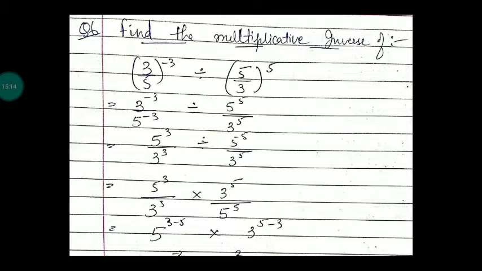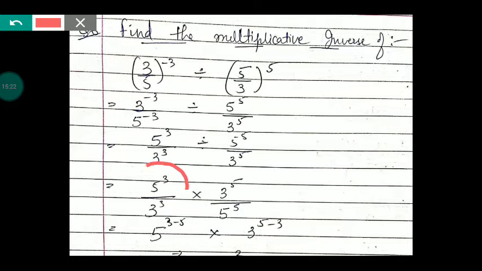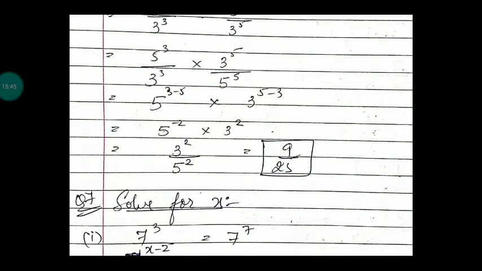Now we see that there are two elements, 5 and 3. So you can do the simplification for this 2 and this 2. That is 5 raised to 3 minus 5 and 3 raised to 5 minus 3. Only the same base have the powers that are subtracted. Keep this in mind. So 5 raised to minus 2 into 3 raised to 2. 3 raised to 2 is 9 and 5 raised to minus 2 is 25.